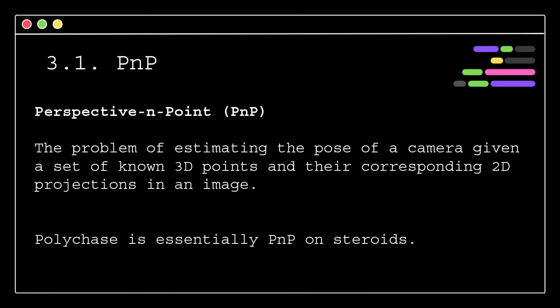So let's start with PnP. PnP, or perspective-n-point, is a classic problem in computer vision. It asks, given a set of 3D points and their 2D projections in an image, what's the pose of the camera that produces them? In many ways, Polychase is just PnP but on steroids.